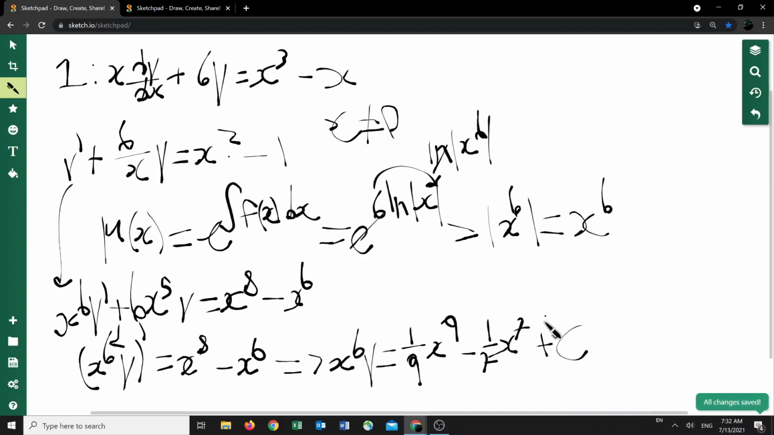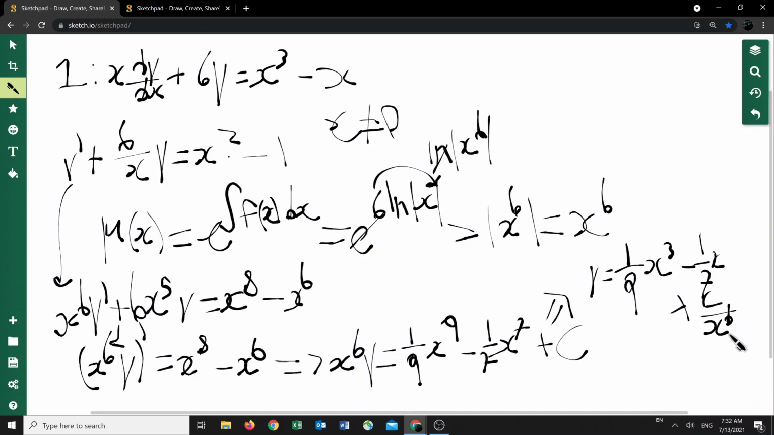Okay, well, now that tells us that y, and our final goal, is just going to be 1/9 x to the 3rd minus 1/7 x, just x, right, plus c over x to the 6th.